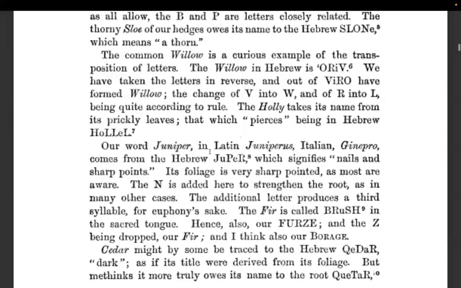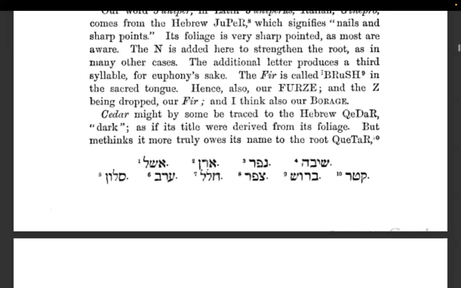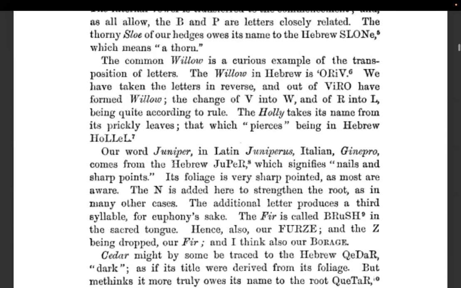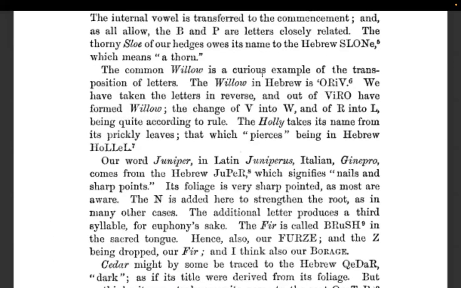The common willow is a curious example of the transposition of letters. The willow in Hebrew is oriv, which is right here, number six, ayin resh beit. That's also erev. That's like the word for evening or to become dark. It's also the word for raven. And you can see it is here the word for a willow.